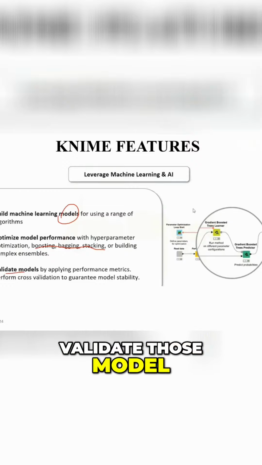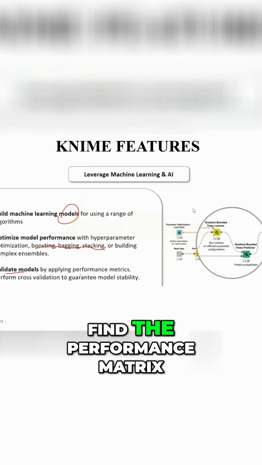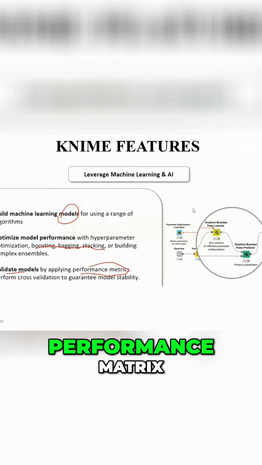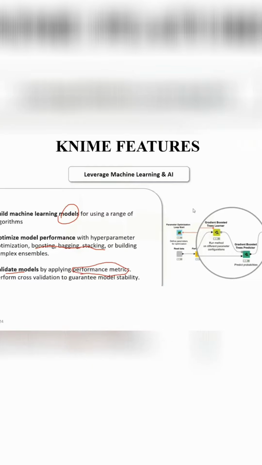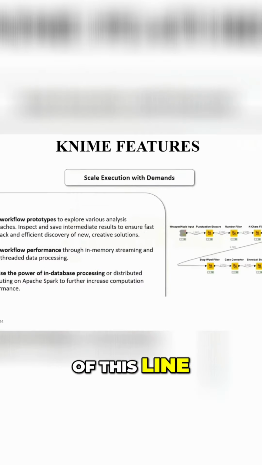validate those models, and we can find the performance metrics, confusion matrix, and so on. So we can find it with the help of this KNIME.